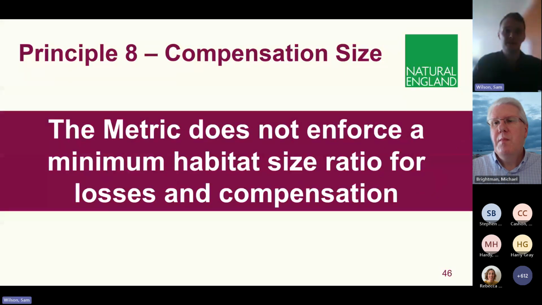And finally, Principle 8 is around compensation size, and all this means is that there isn't a maximum or minimum size ratio for areas lost to be replaced with an area. So, for instance, if you had an area of habitat that was fairly poor, low distinctiveness, but covered a hectare, you wouldn't necessarily need to put back a hectare of new habitat if what you were proposing to put back was a much better habitat in a better condition.